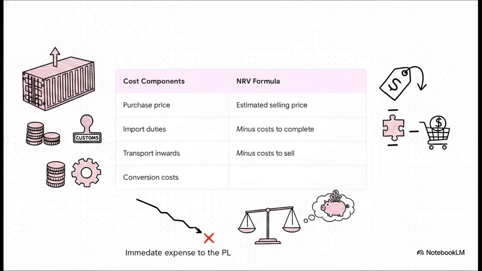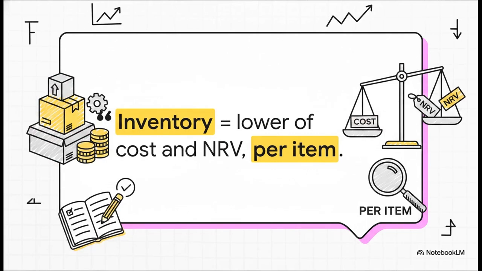Let's break down the math real quick. On the cost side, that includes your purchase price, import duties, transport inwards, and any conversion costs like direct labor. On the flip side, your NRV formula is your estimated selling price minus any costs required to actually complete it minus the cost to sell it. It's pretty logical when you think about it. If that NRV ever drops below your cost, you have to write the inventory down, and boom, that expense hits your P&L immediately. All right, so your anchor for this module is simple. Inventory equals the lower of cost and NRV per item. Remember that individual item rule, and you're going to confidently navigate any inventory adjustment the examiner throws your way.